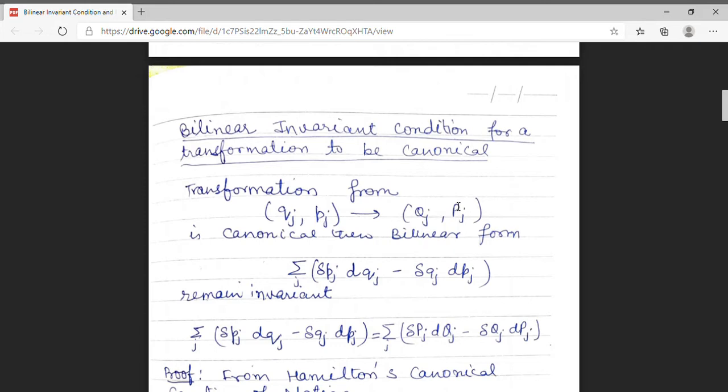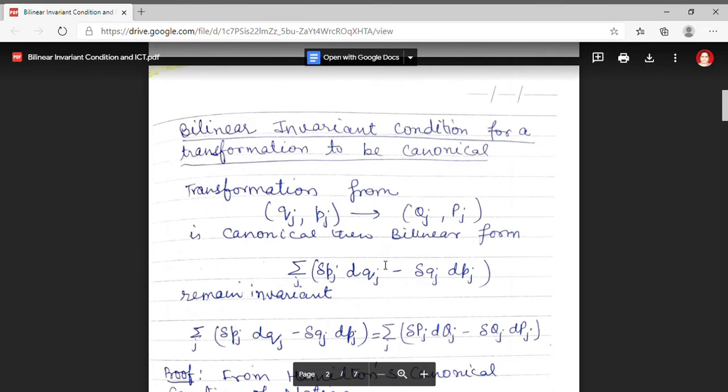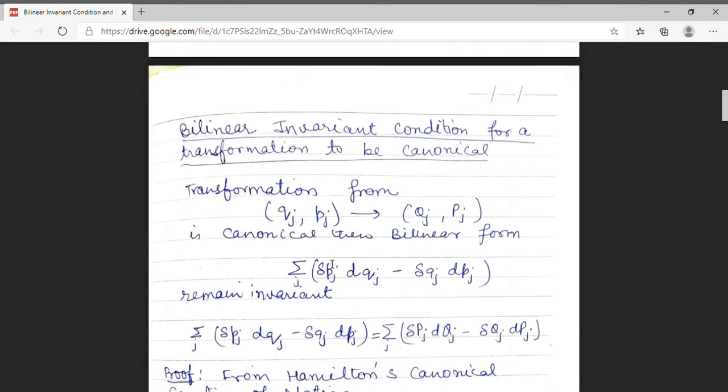To check whether the given transformation is canonical or not, we have studied the exact differential condition. Now, today we will discuss the bilinear invariant condition to prove that the given transformation is canonical. What does the bilinear invariant condition state? It states that the form summation small pj dqj minus delta qj dpj must remain invariant.